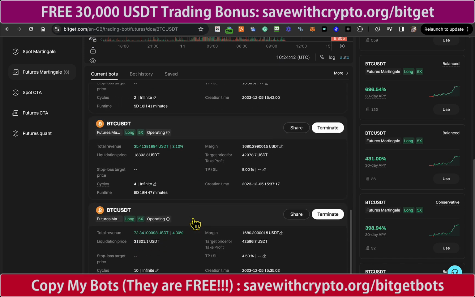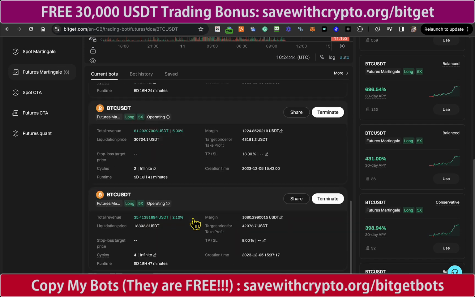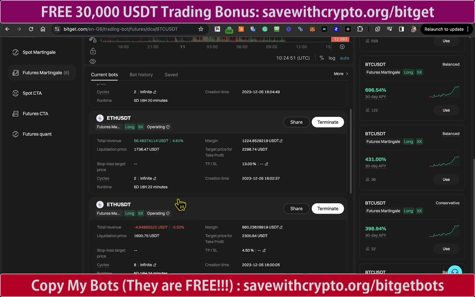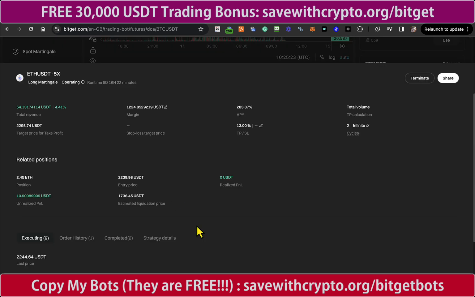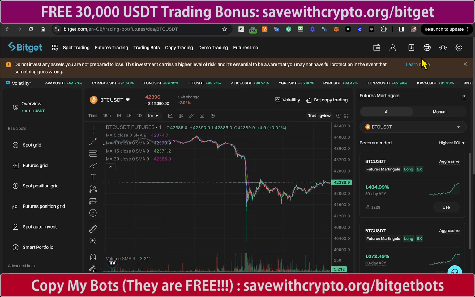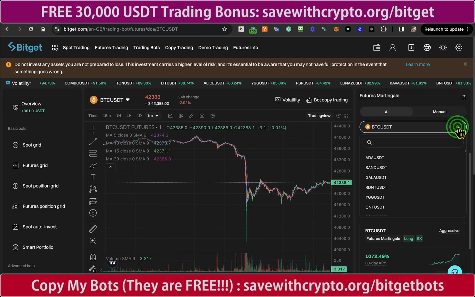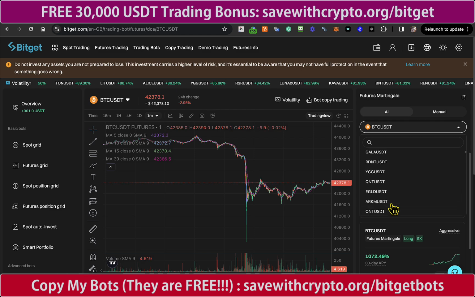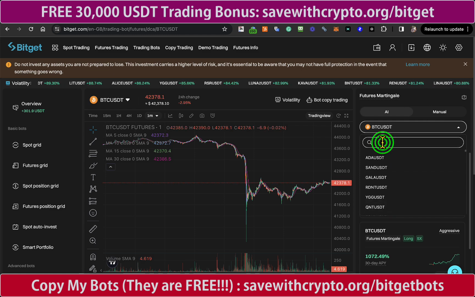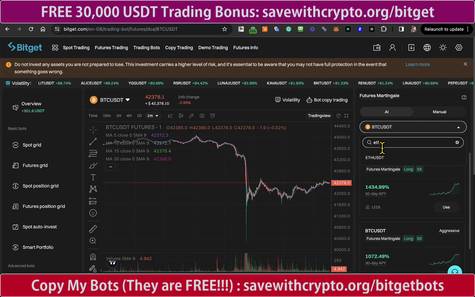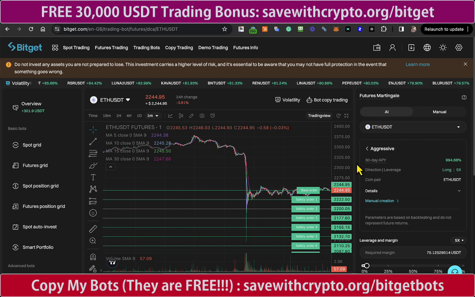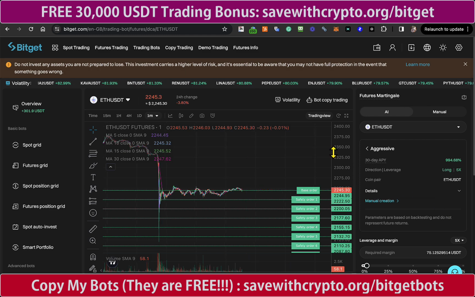So what I'm actually going to do is create another Ethereum bot similar to this one. So I'm going to base it on these parameters here. So I'm just going to create a bot from scratch. So I'm going to look for ETH USDT. Okay, this gives you a better idea of how they actually work.